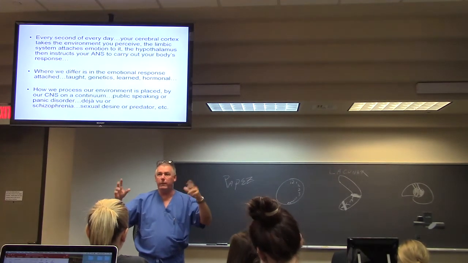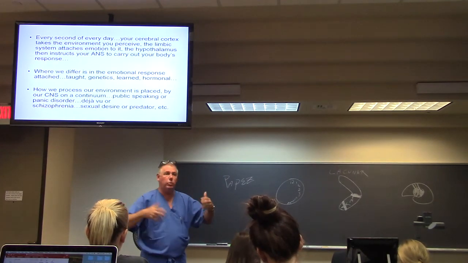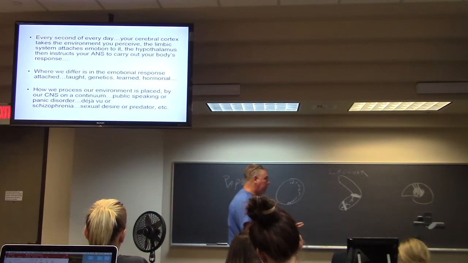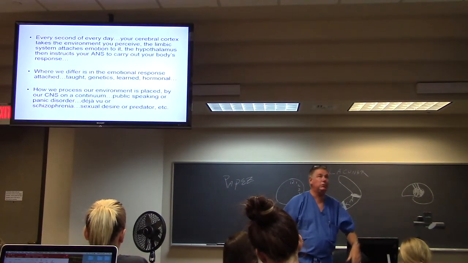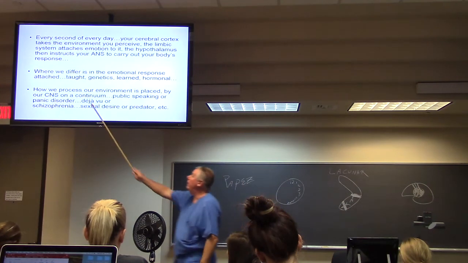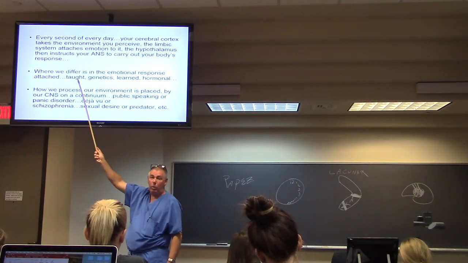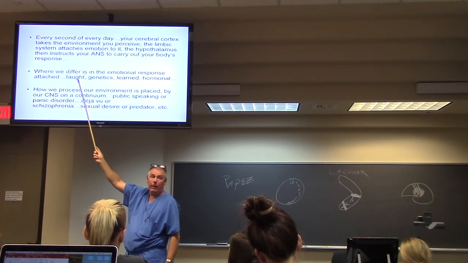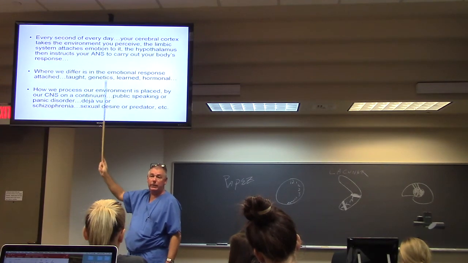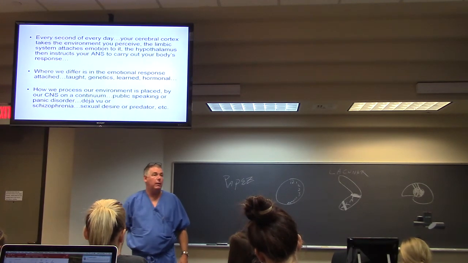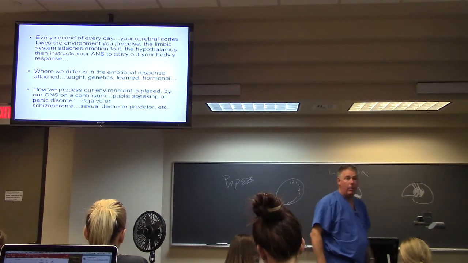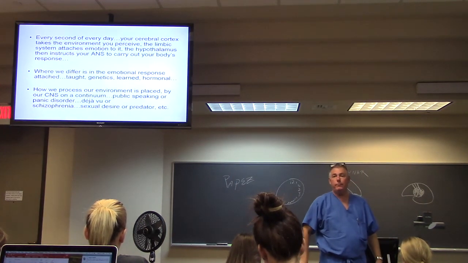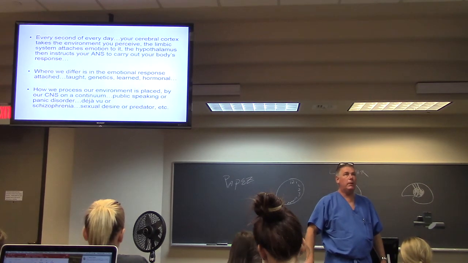So differences in your emotional response to the environment come through the limbic system. Now differences in how the limbic system is trained have to do with what your mama and daddy told you and taught you about your environment, the genetics that you inherited about your environment, the hormonal regulation that's going on in your head right now about the environment. Okay.